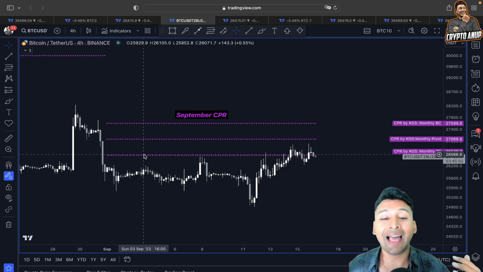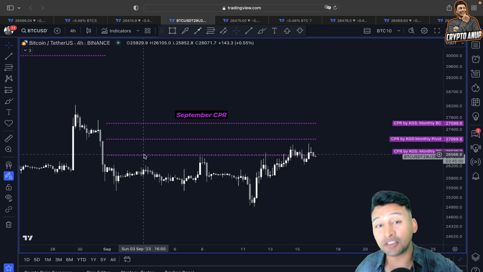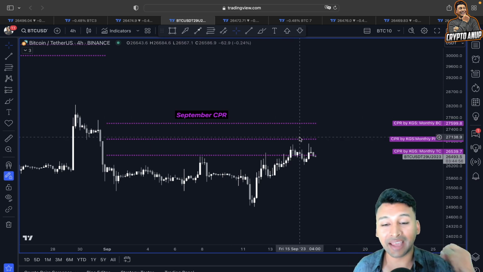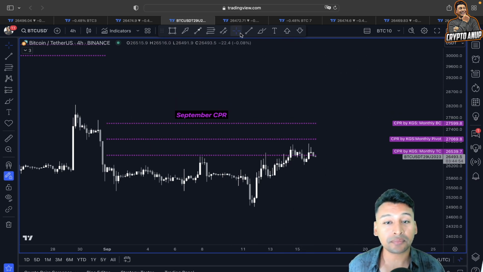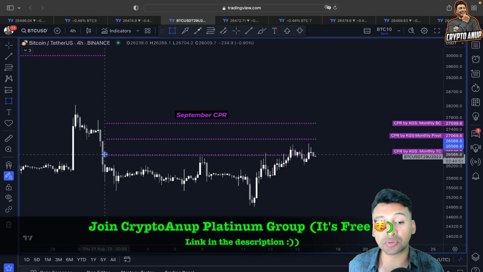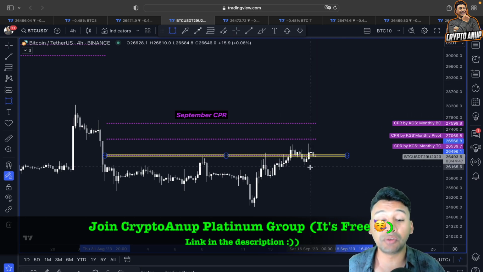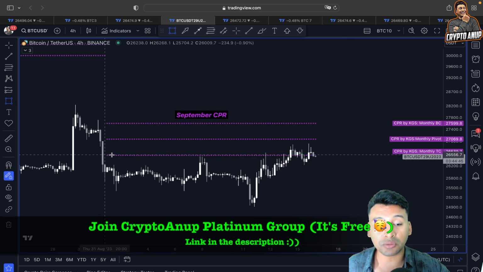This line acts as a resistance because the price is below it, but when the price is above it, this exact line acts as a support. So in our case, if you look at this carefully, the price of Bitcoin looks like it is breaking the support from this 26,500 range, because that's the support from this bottom CPR line.